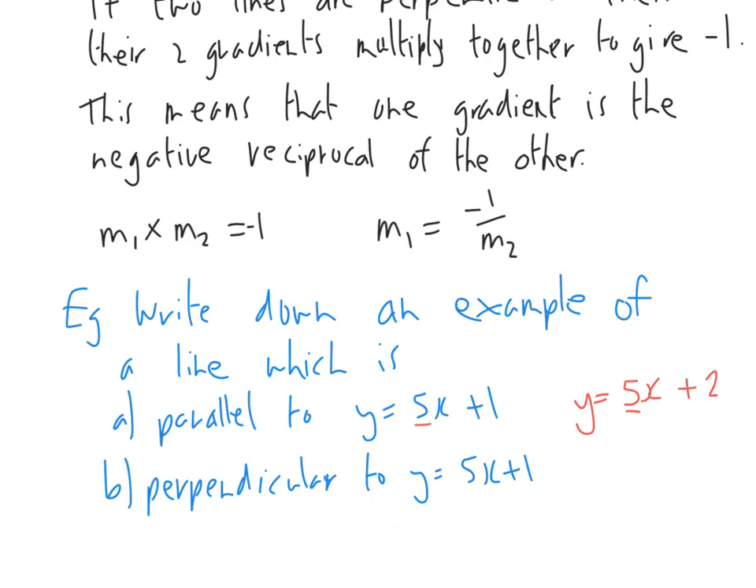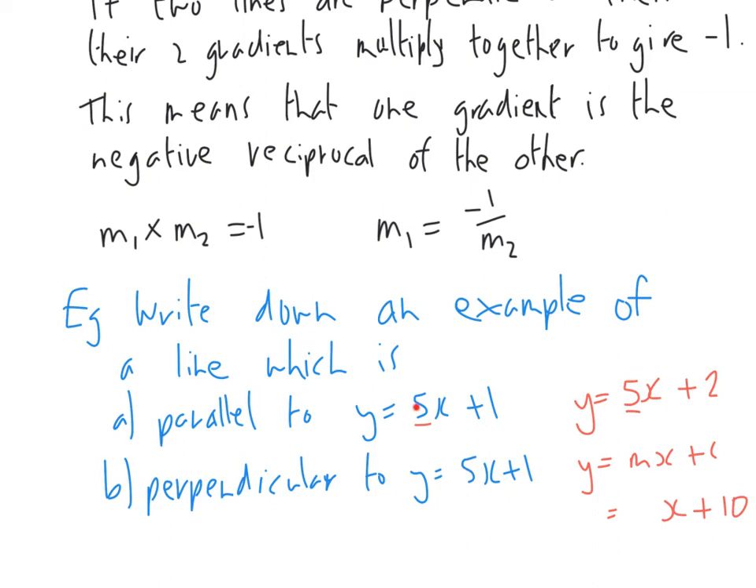Part B, write down an example of a line which is perpendicular to y equals 5x plus 1. Well, this time, generally your format is y equals mx plus c. When we're talking about parallel or perpendicular, we're talking about the gradient. The c doesn't matter, so I can just call it anything, let's say 10. That just moves something up or down, doesn't change its gradient. The m has to be perpendicular to the 5. The gradient has to be perpendicular. Has to be the negative reciprocal.